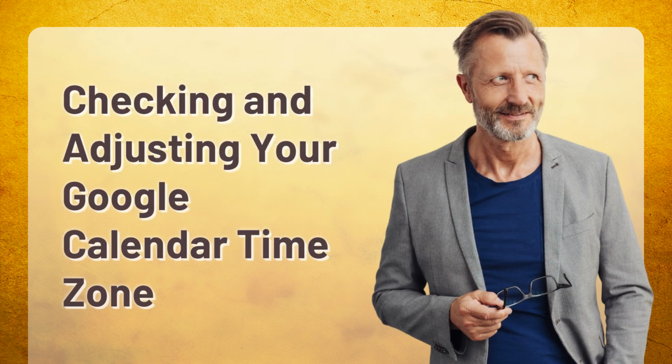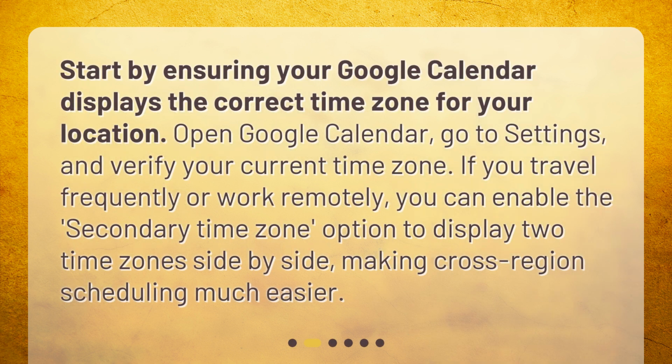Checking and adjusting your Google Calendar time zone. Start by ensuring your Google Calendar displays the correct time zone for your location. Open Google Calendar, go to Settings, and verify your current time zone. If you travel frequently or work remotely, you can enable the secondary time zone option to display two time zones side by side, making cross-region scheduling much easier.